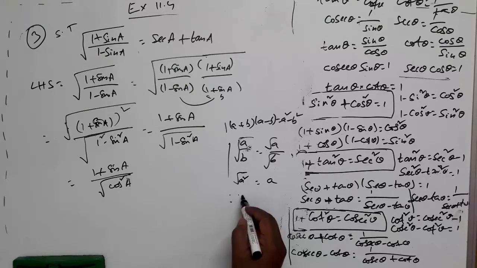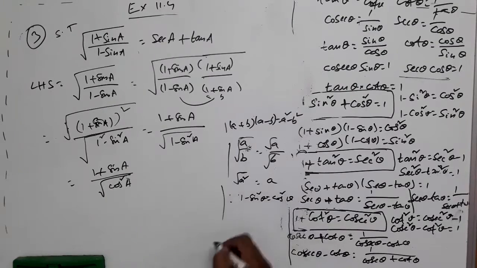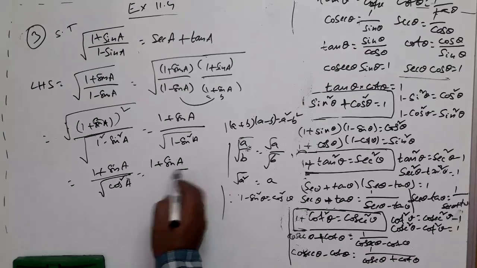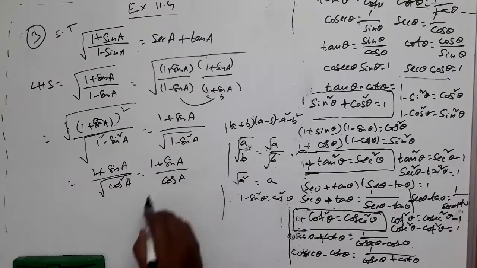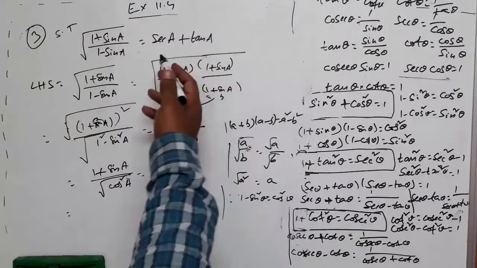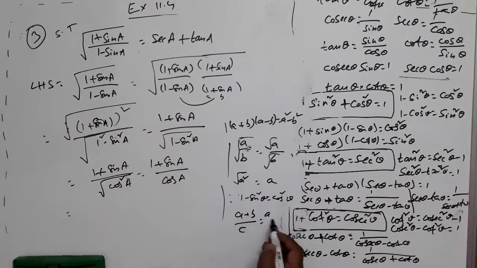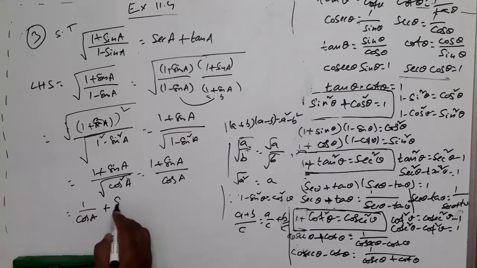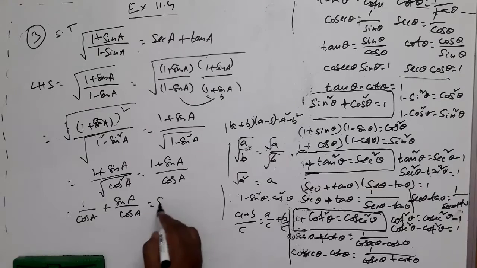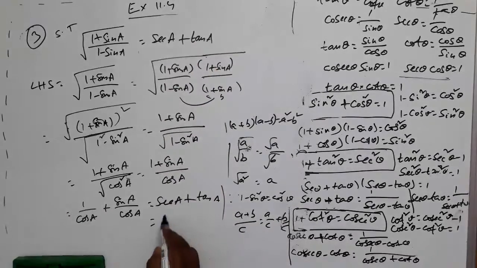Why? Because 1 minus sin square theta is cos square theta. That's what you have used. So 1 plus sin A by root of cos square A again can be written as cos A. Now divide separately, because you have two terms here. If you have a plus b by c, can you write this as a by c plus b by c or not? Yes, you can divide separately. So this is 1 by cos a plus sin a by cos a. But what is 1 by cos a? Yes, secant a. What is sin a by cos a? Tan a.